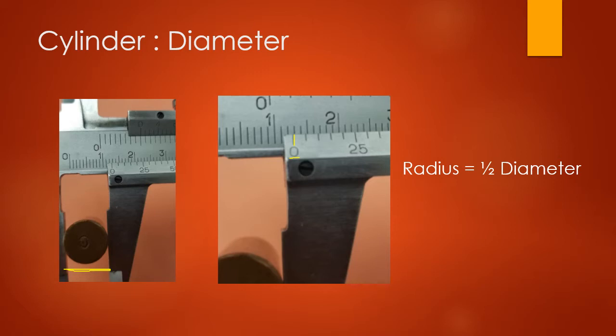Once you get that diameter measurement, it then asks you to calculate the radius of a cylinder. So to do that, you're just going to take the diameter and divide it by 2, because the radius is equal to half the diameter. So whatever you get for this measurement, divide it by 2 to get the radius. Don't forget your units.